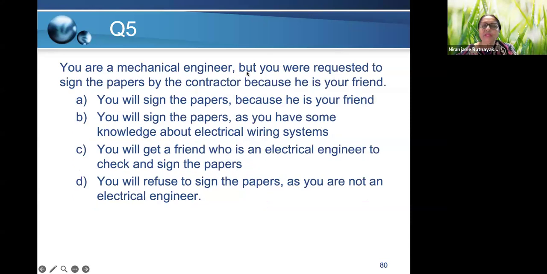Next one, you are a mechanical engineer, but you were requested to sign the papers by the contractor because he is your friend. You will sign the papers because he is your friend. You will sign the papers as you have some knowledge about electrical wiring systems. You will get a friend who is an electrical engineer to check and sign the papers. You will refuse to sign the papers as you are not an electrical engineer. What would you do?